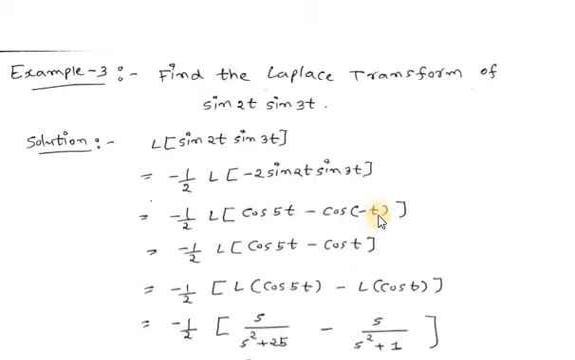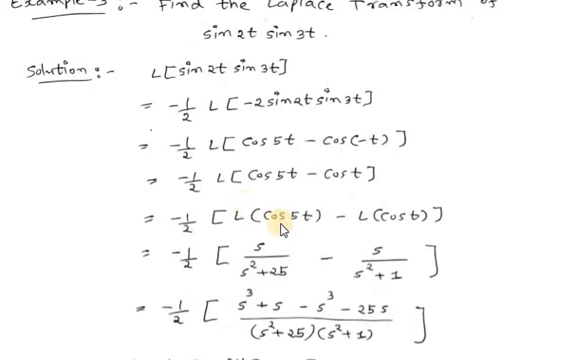And all of you know that cos is an even function, so cosine of minus t will become cos t, and this cos 5t minus cos t, and minus 1 by 2 as it is. Now Laplace of cos 5t minus Laplace of cos t. Now Laplace of cos at is s over s square plus a square. So Laplace of cos 5t is s over s square plus 25, minus Laplace of cos 1t, that is s over s square plus 1.